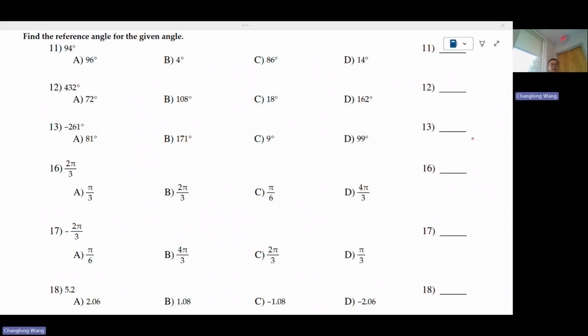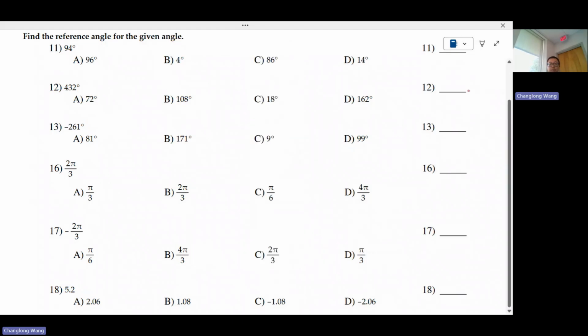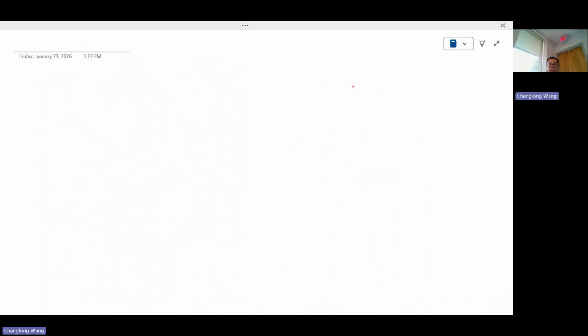So that's actually something I want to remind you first before we get into the calculation. We need to know what a reference angle is. The worst case scenario is you don't remember all those tricks I'm going to teach you, then at least you can go by the definition.